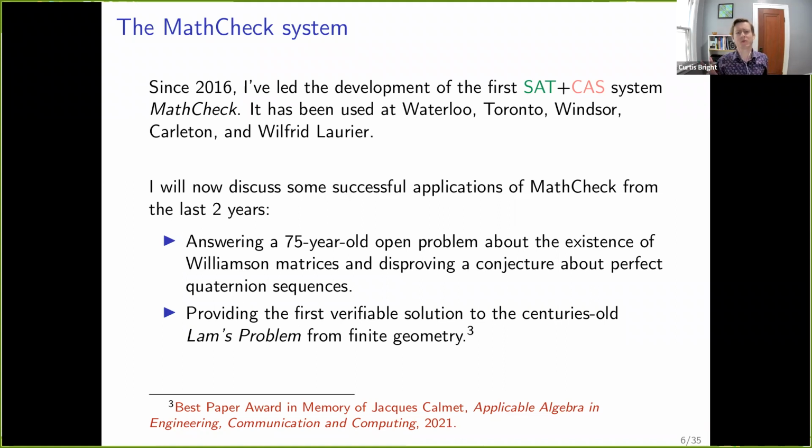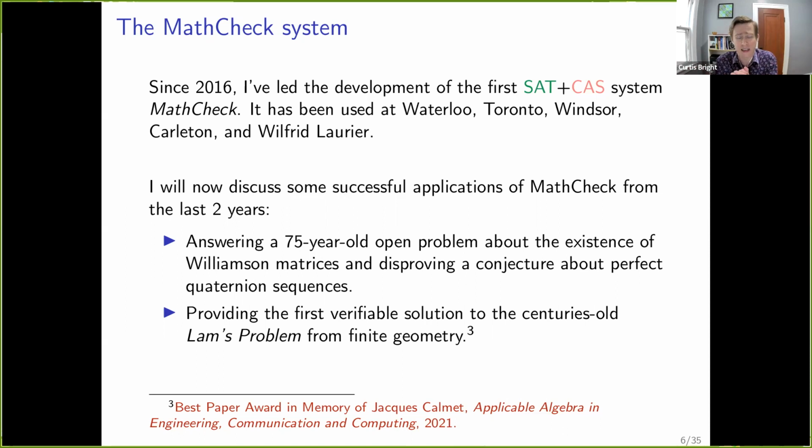So I'm going to talk about two main applications, and these are both applications that were published in the last 2 years. One is from combinatorial matrix theory. I'll be talking about a type of matrix known as Williamson matrices. And as a side, there's a relationship to perfect quaternion sequences, which was something we didn't even set out to work on. And then it turns out there's this relationship. We ended up disproving a conjecture in that field, basically by accident.